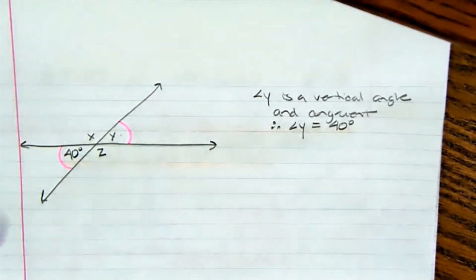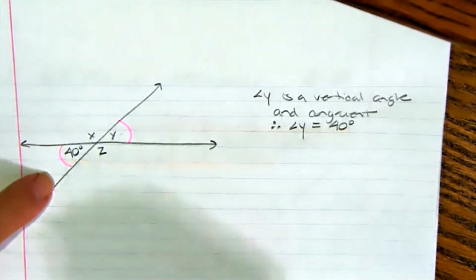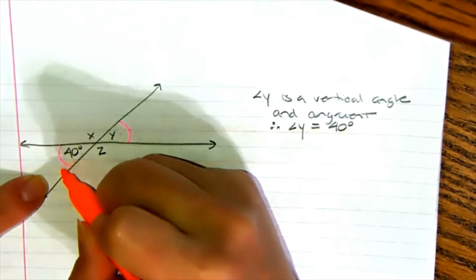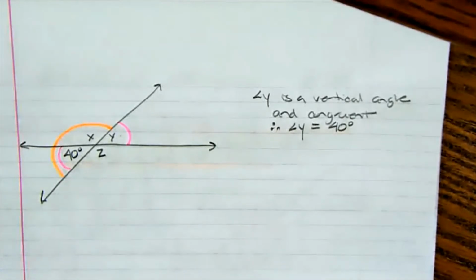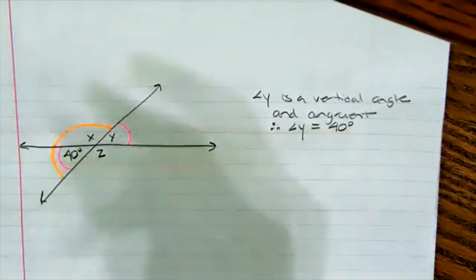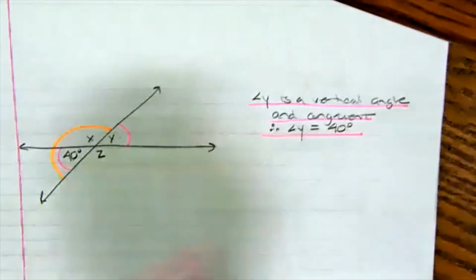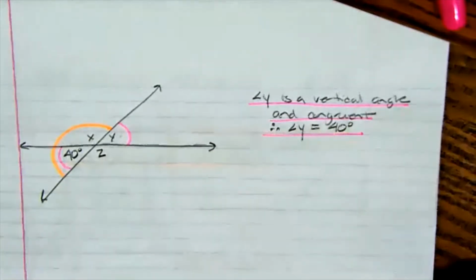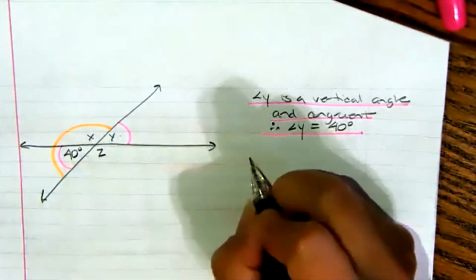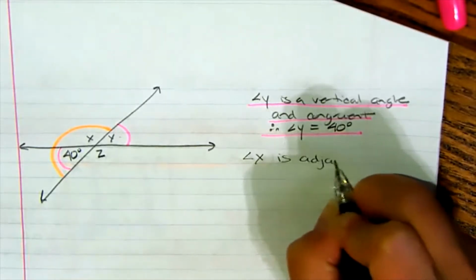Can we figure out angle X and Z? Absolutely we can. So 40 degrees and angle Y are adjacent angles. Let me underline this so that you guys know that it goes with the pink. Okay. So 40 degrees and angle X are adjacent angles. So angle X is adjacent.